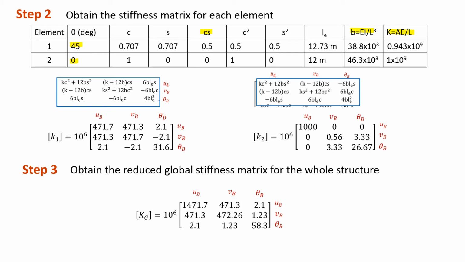So in this case, we call it the reduced global stiffness matrix because we have reduced since the beginning, meaning that the K1 here is already the reduced K1, K2 also the reduced K2. Thus, the K global here automatically is the reduced global stiffness matrix.